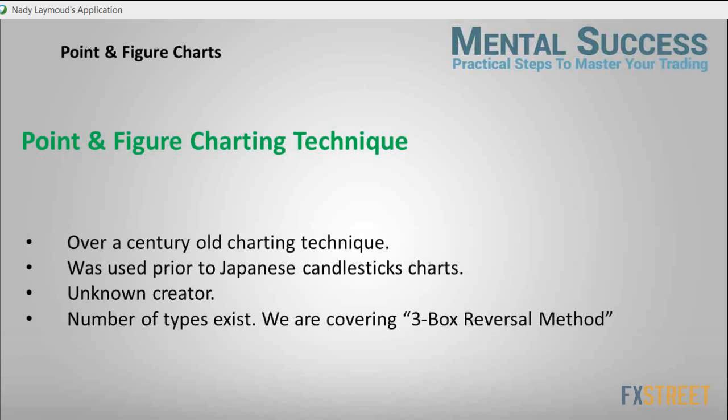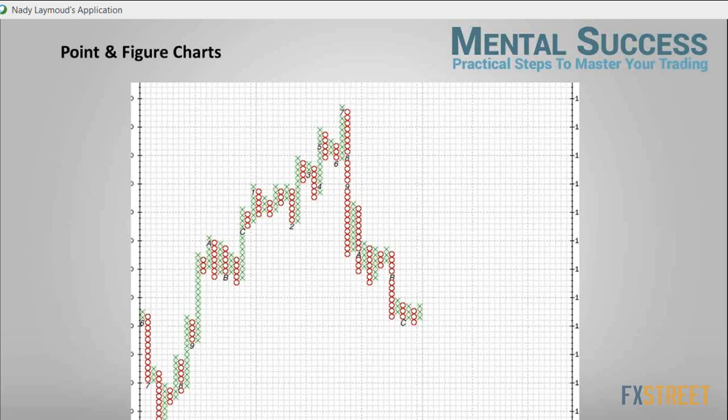There are a number of types of point and figure charts, but this chart is the most known and typical point and figure chart, and it's called the three-box reversal method. The first thing you notice is how simple and elegant this chart is. This is the British pound US dollar, by the way. So the chart looks great and simple, but we still do not know how to read it and why we go through all that trouble in the first place. I will answer both questions in order.